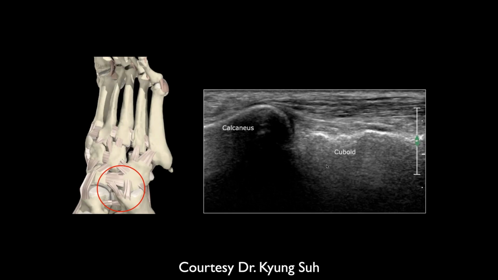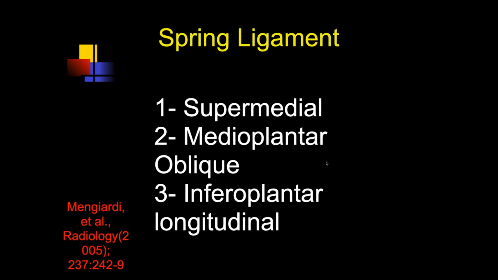And you can also look by ultrasound, though, as you know, I much prefer MR. So let's go on to the spring ligament. There are three components of the spring ligament: the superomedial, the medial plantar oblique, and the inferior plantar longitudinal. So as you call these, superomedial, oblique, and the plantar longitudinal.